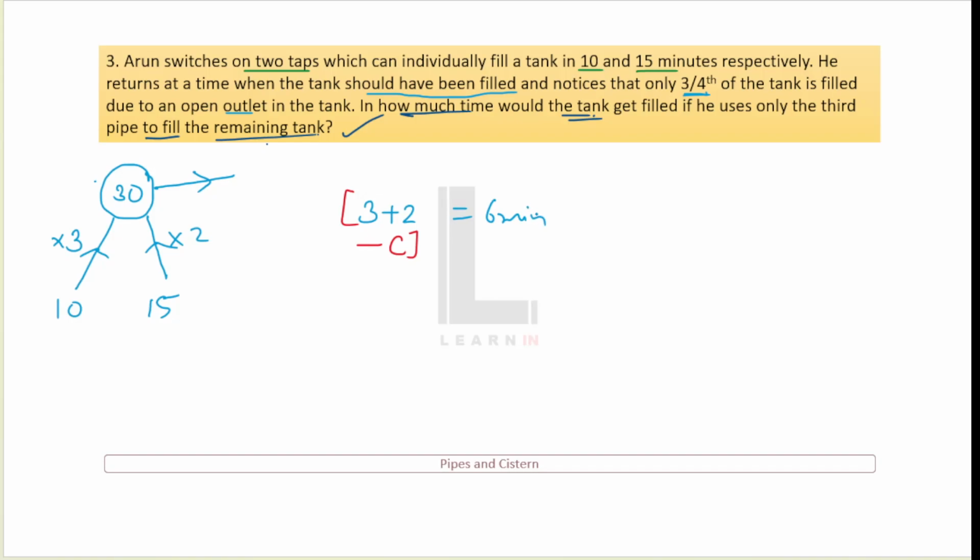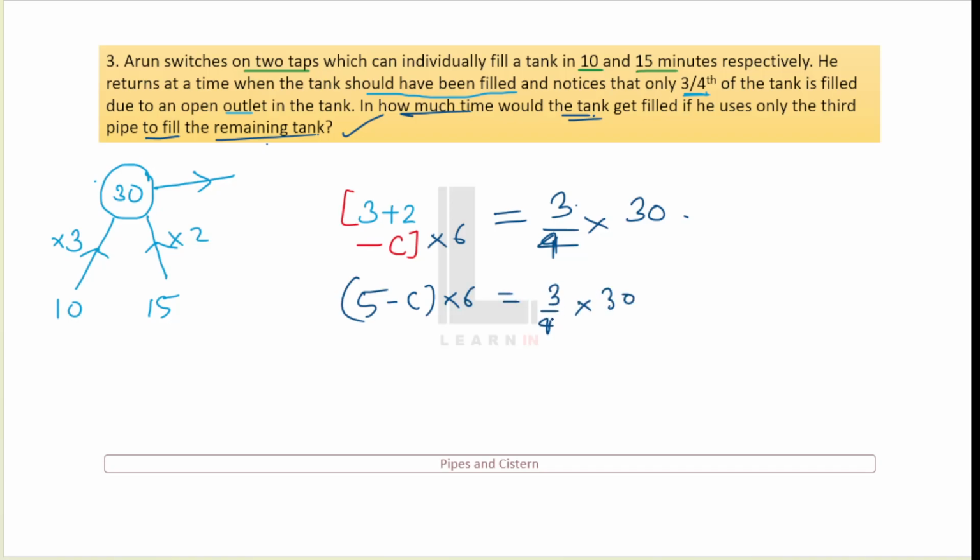Now we do not need these 6 minutes, right? We have to find the new data. In this 6 minutes, how much did we fill the tank? Now 3 upon 4th into 30. So we would find the value of C. C's value would be, let us see, 5 minus C into 6 equals 3 upon 4 into 30, right?